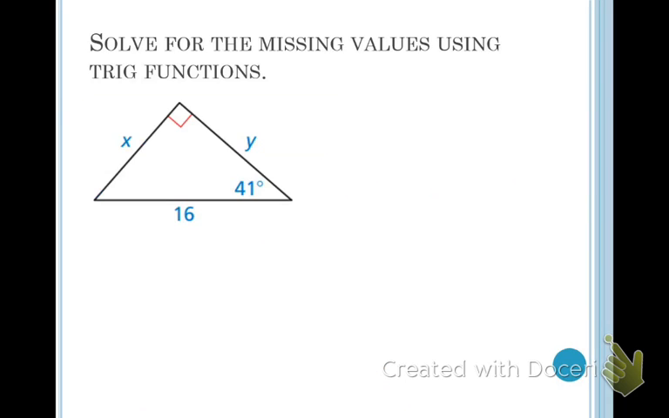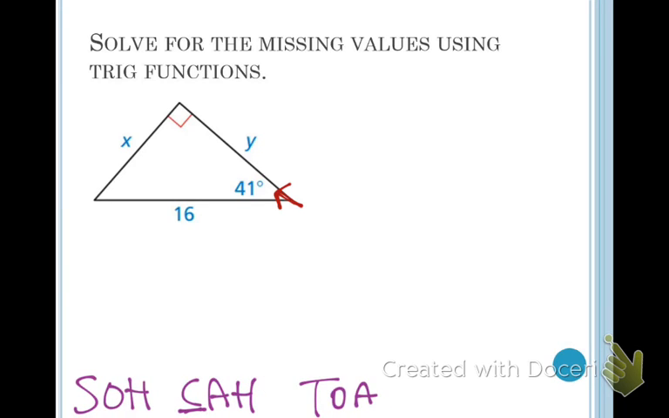Okay. All right, let's do the next. We're going to label our sides from our angle. So what kind of side is x? Opposite. What kind of side is 16? Hypotenuse, across from my right angle. And then that makes y my adjacent.